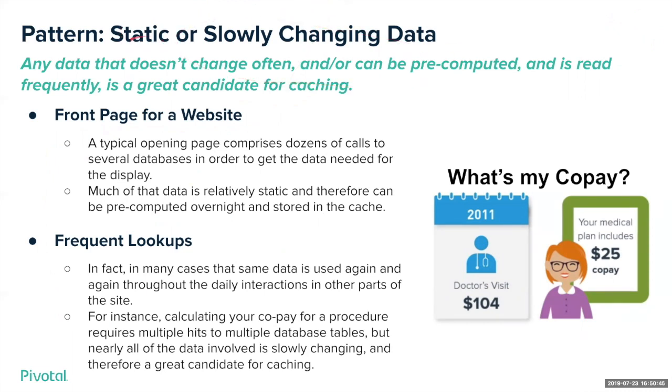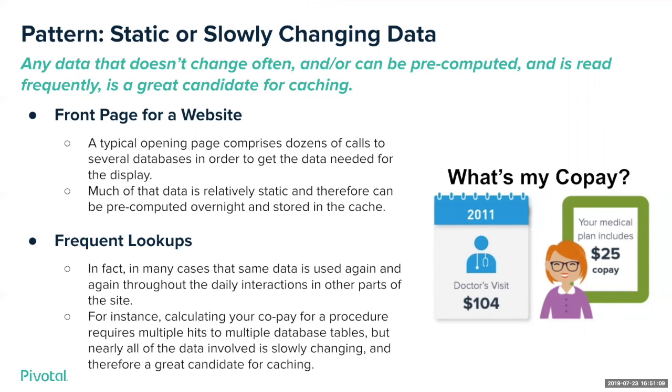What is the use case for this? Any data that does not change often, can be pre-computed, and is read frequently is a great candidate for caching. So what does that mean? One example is any website that you go to, right? The opening page of a website normally consists of dozens of calls to several databases in order to get the data needed for that display.